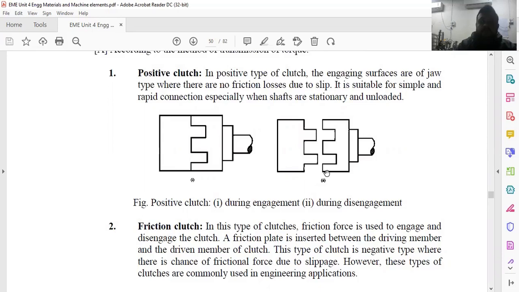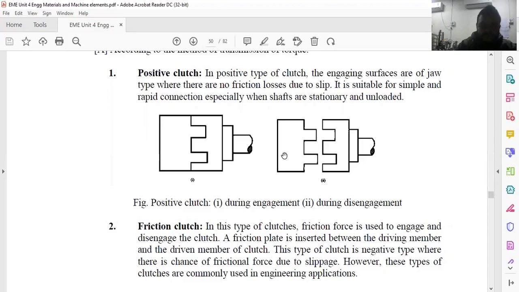So there is no loss of power or friction losses because of this. Suppose you use a belt drive, then there is a sliding contact between belt and pulley, but here we have direct, jaw-type contact, like a gear. So they are considered positive drives where there is no chance of friction loss. That is normally called the positive clutch.